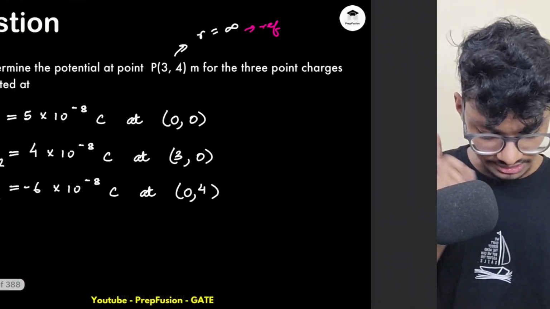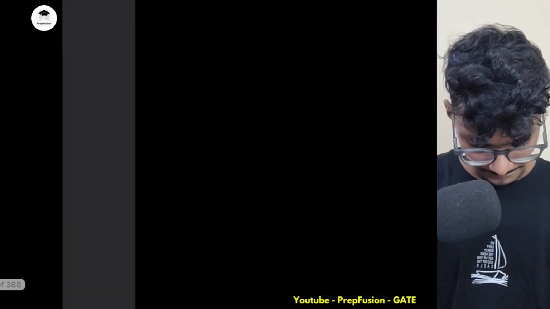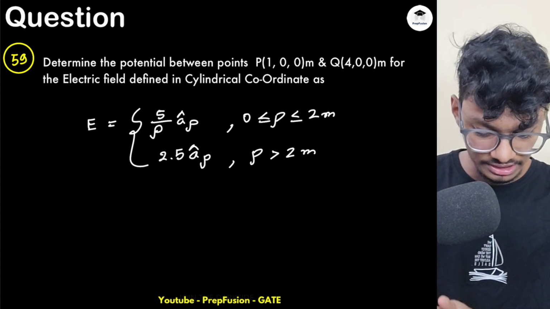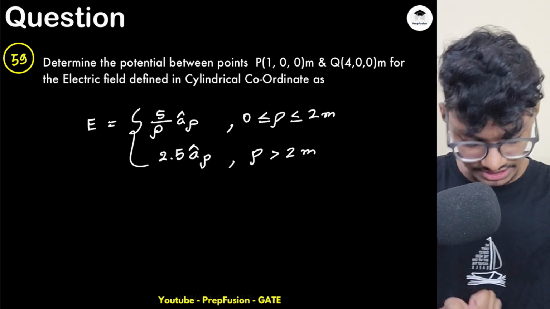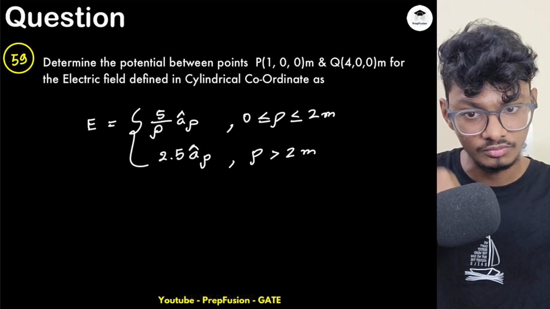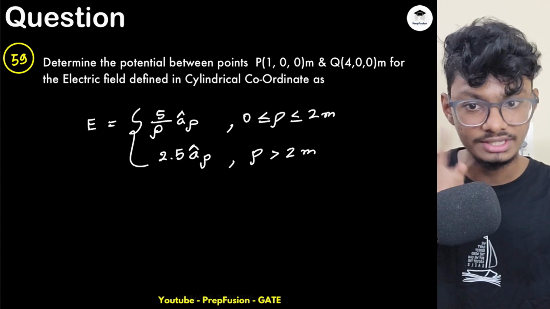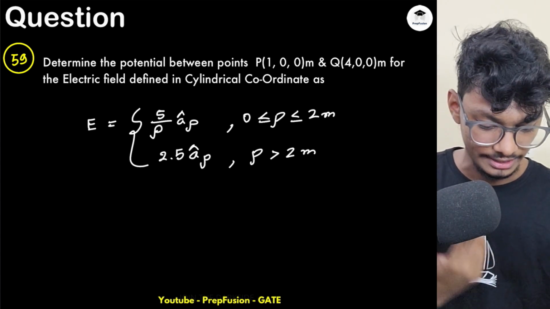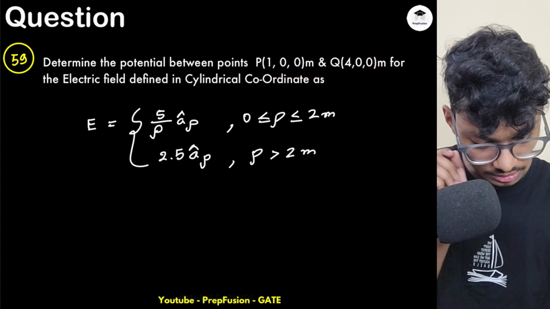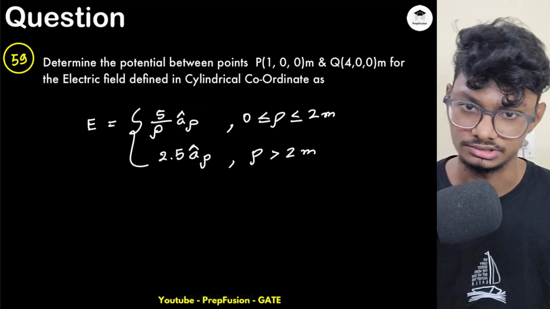Another question that I gave you as homework was this particular question. Where did it go? Yeah, this one. This is again a pretty simple question. You have been given the electric field in cylindrical coordinates, and you just have to find the potential between points. You will just use the simple formula. What is the simple formula? Potential equals minus Q integration from A to B of E dot dl. Now here A and B are different. The points that are given are in the Cartesian coordinate system, and the electric field is defined in the cylindrical coordinate system. So what will you do?